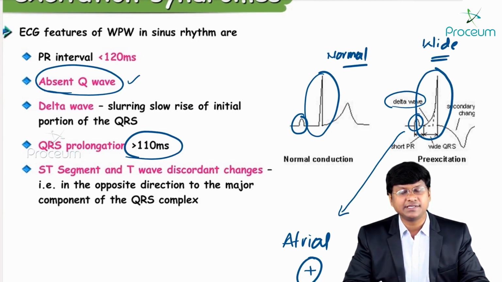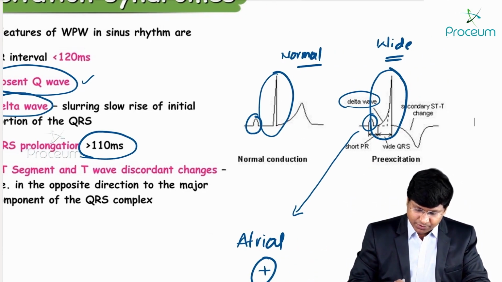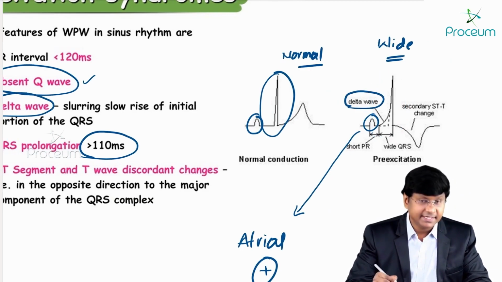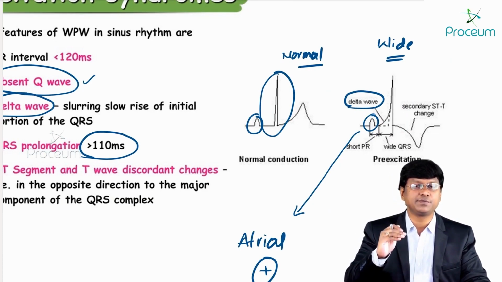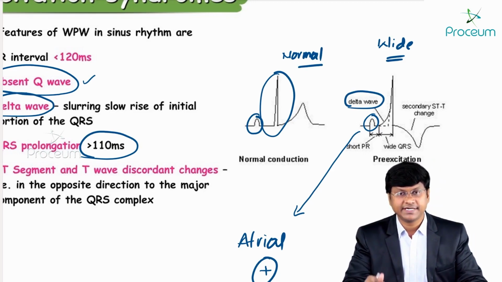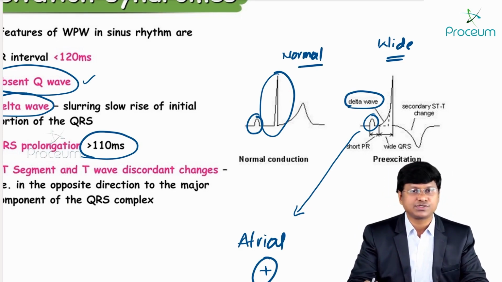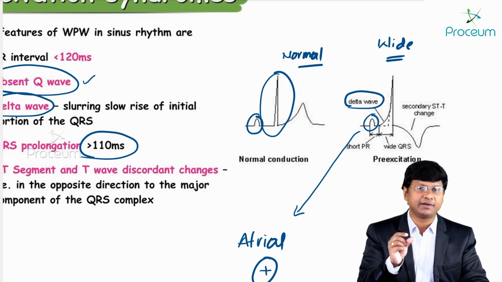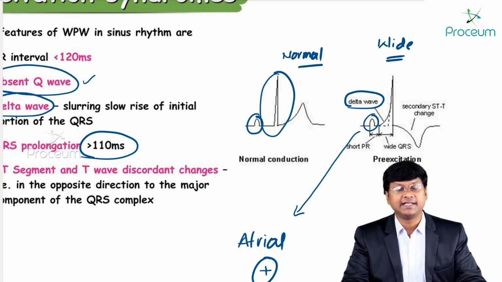And the next important thing is your delta wave. What is this delta wave? So, this is your delta wave. The delta wave is nothing but slurring, a slow rise of the initial portion of the QRS complex. That is what is called the delta wave. And why is that? The short PR interval that is there is reflected onto the QRS complex, and that is represented as the delta wave.